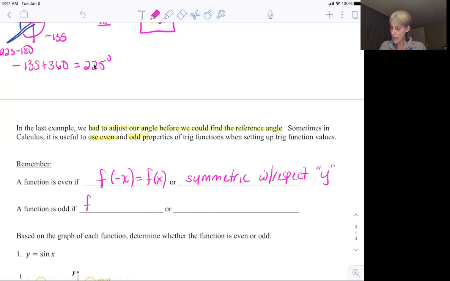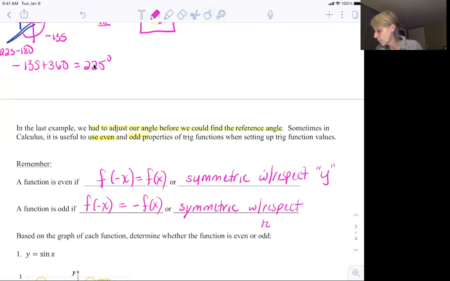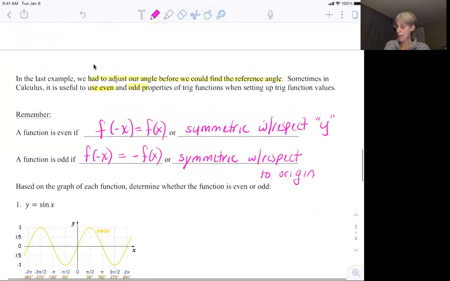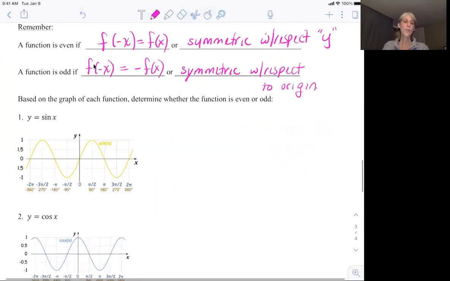A function is odd if f of negative x equals the negation of f of x. It's easier to see the picture if it's symmetric with respect to the origin. Now, last year, you studied the sine and cosine curve. We're going to study it in more detail tomorrow, but let's jump in here. It's easier to determine whether a function is even or odd by looking at a picture.